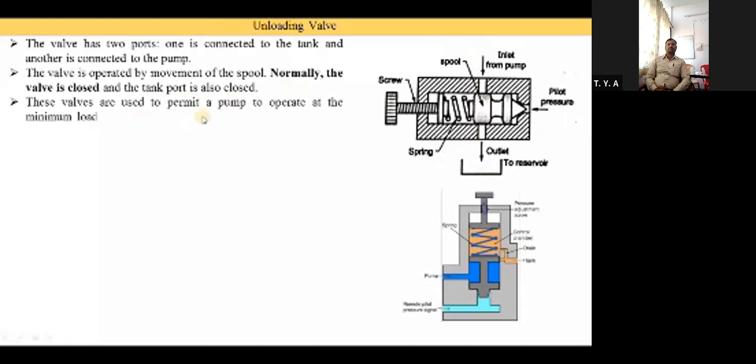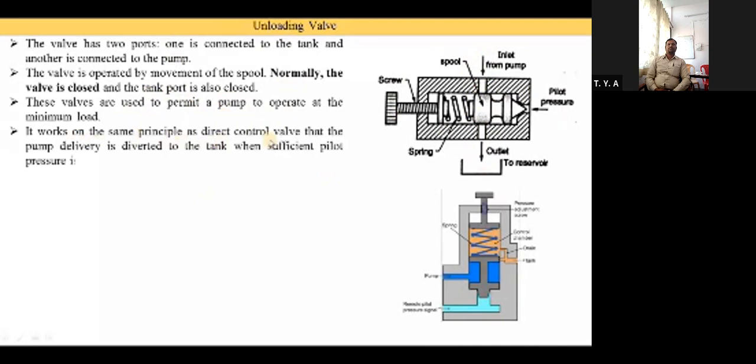These valves are used to permit a pump to operate at minimum load. Why is an unloading valve used? It is used to permit a pump to operate at minimum load. It works on the same principle as a direct control valve: the pump delivery is diverted to the tank when sufficient pilot pressure is applied to move the spool. This means the oil is not supplied to the system when it is not required. At that time, the oil is supplied to the unloading valve, and from the unloading valve the oil goes back to the tank. So overheating of the oil is avoided by using the unloading valve.